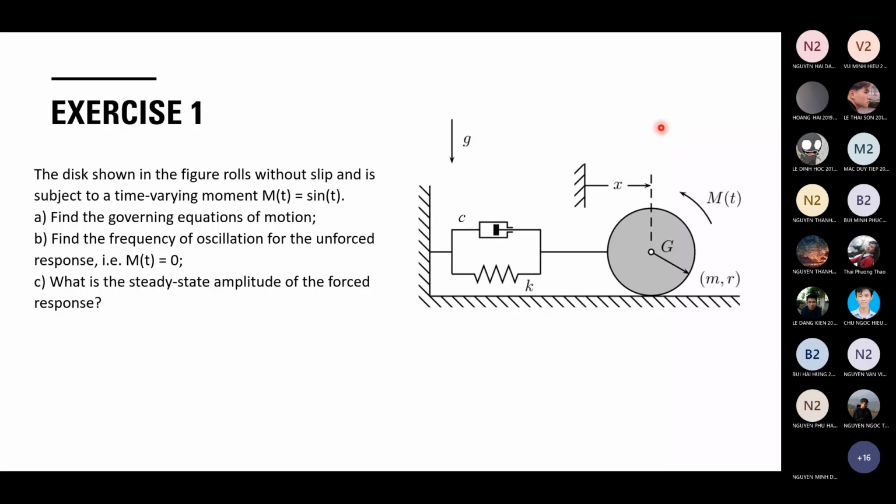Yes, I give you exercise 1. We have the system as on the figure. Here is a disk, and it is rolling without slip, and is subject to a time varying moment, M(t). Please rewrite the governing equation of motion and find the frequency of oscillation for the unforced response when M(t) is 0. And the last question is: what is the steady state amplitude of the forced response?